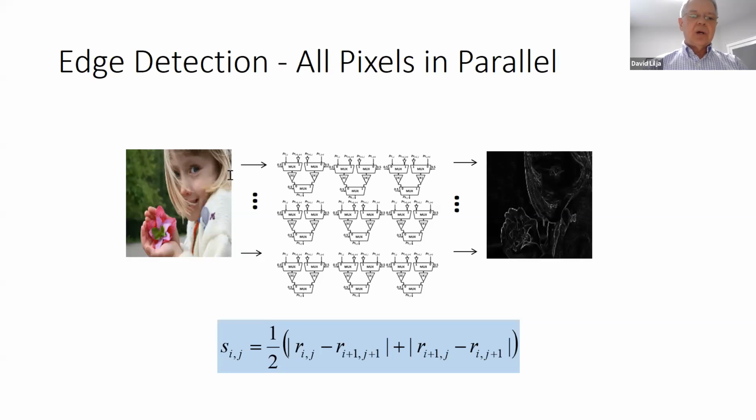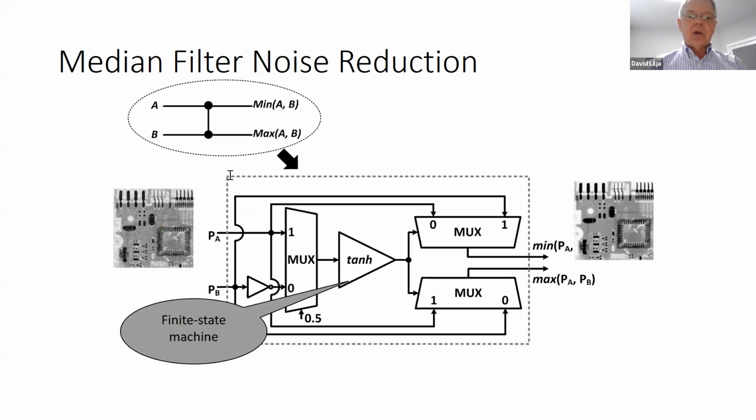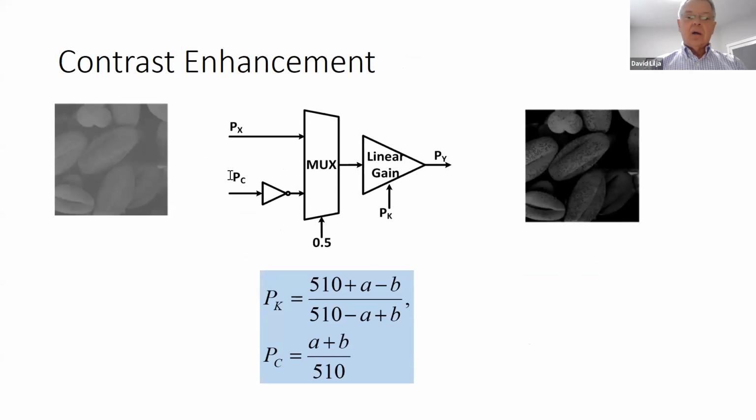Median filter noise reduction, I'm really just doing a min-max comparison. So I end up with a circuit like this. That tanh function in the middle is really just doing a thresholding comparison, which one is bigger. And again, I replicate that circuit for each pixel in the image. Contrast enhancement, I'm implementing this little equation at the bottom here, and I'm essentially doing a gain function on the input to the left to generate the output on the right.